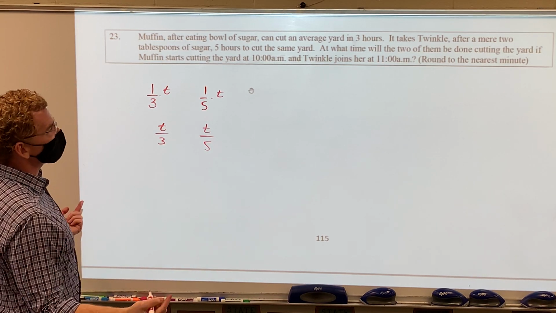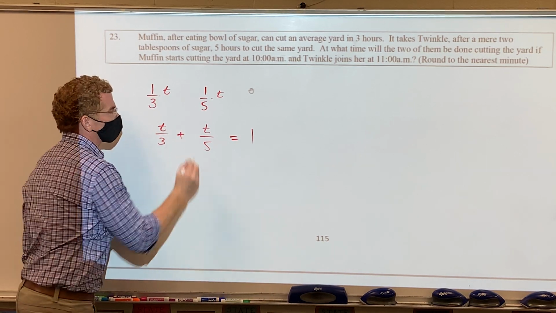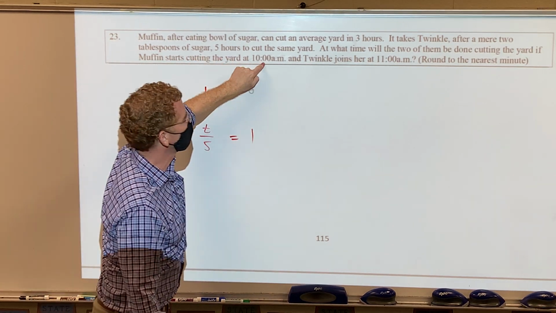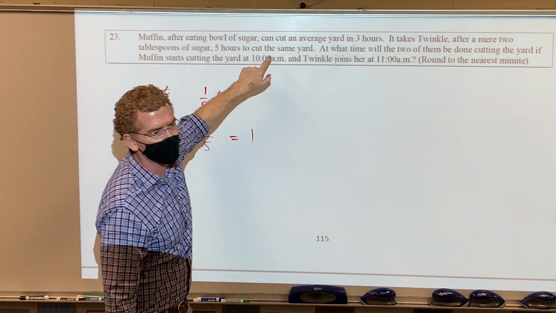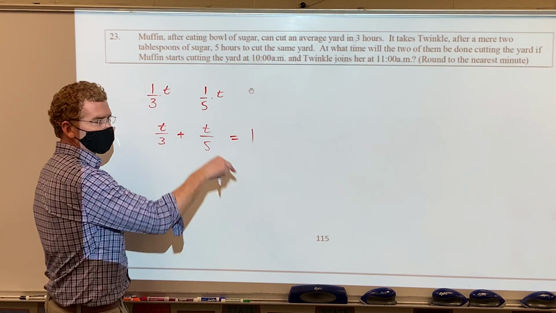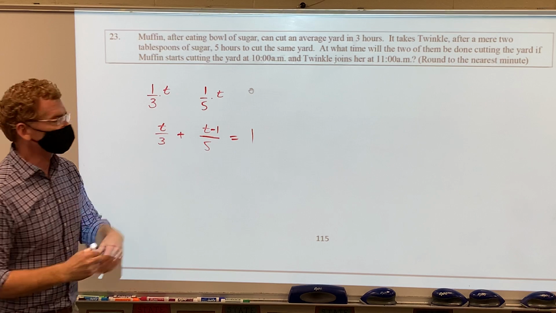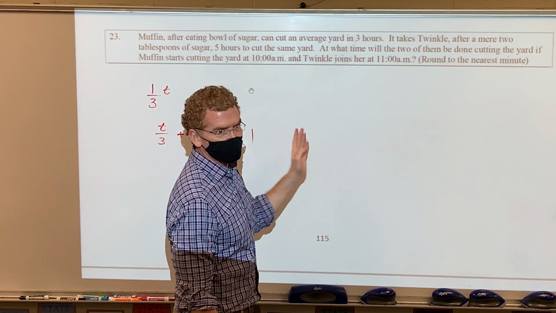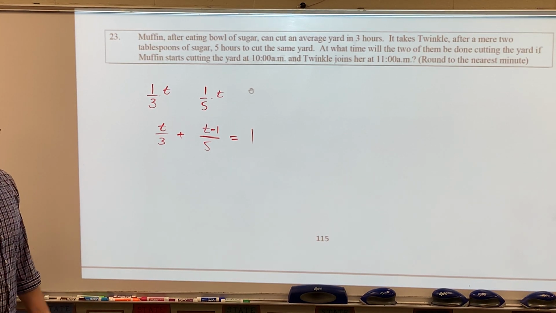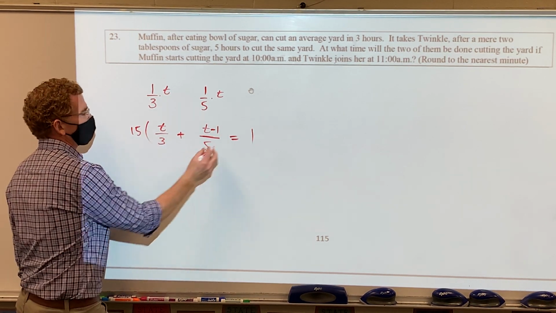Then it says, at what time would they be finished cutting the single yard if they worked together? However, what does it say? Muffin starts at 10, Twinkle joins her at 11. So Twinkle worked less time, right? So what do I do with Twinkle's time? Subtract 1 hour. And again, I shouldn't have done so many with just 1 hour difference. I should have changed that. If it's 36 minutes later, make sure you don't say minus 36, but say 36/60ths of an hour, or 3/5. And then at this point, I'm just finding the common denominator and multiplying through.